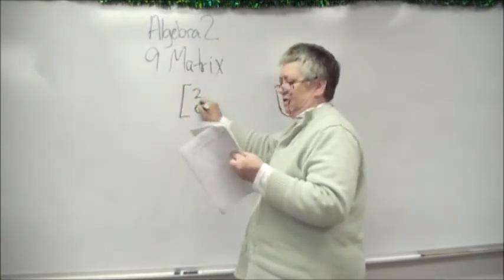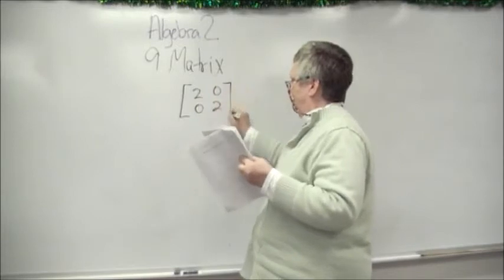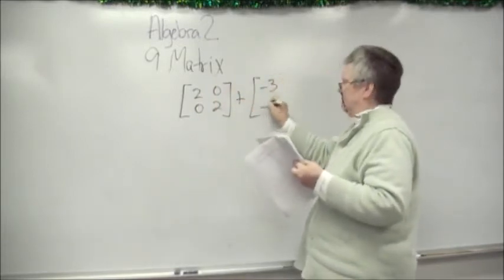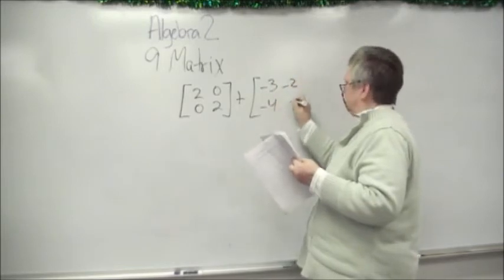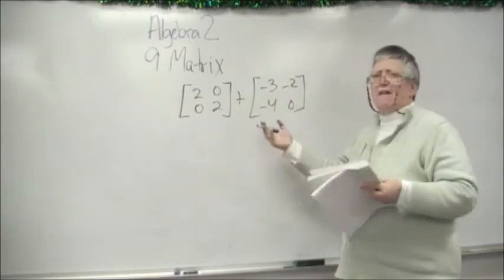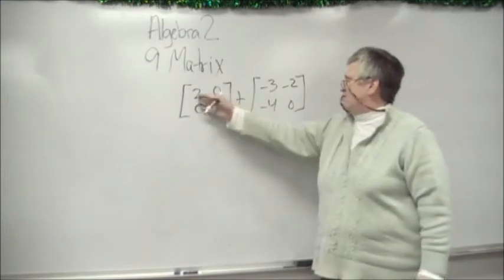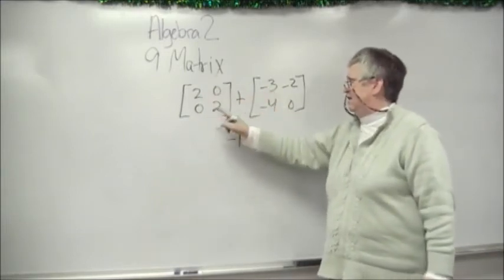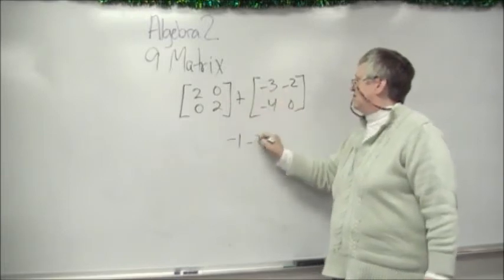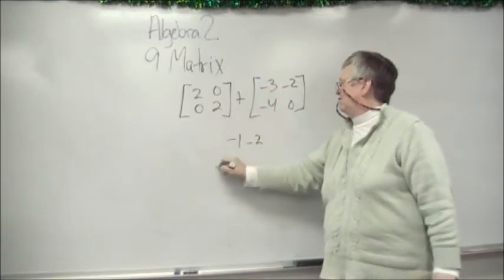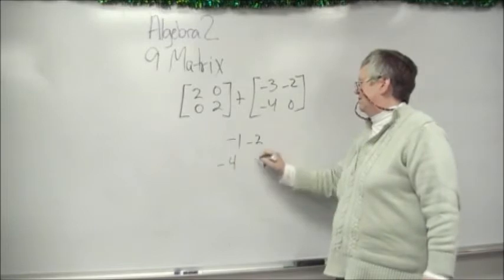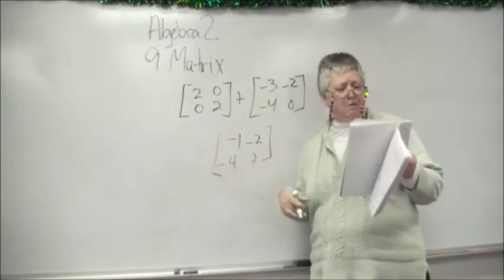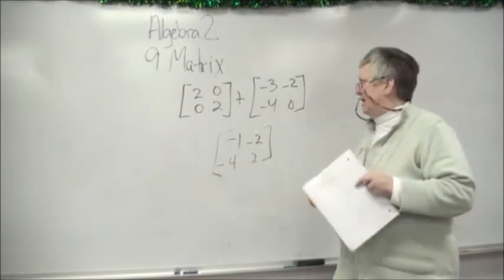Remember when you had 2 and 0, 0 and 2, and you're adding it to -3, -4, -2, and 0. On that one, you're just adding your integers. So 2 plus -3 is -1. 0 plus -2 is -2. 0 plus -4 is -4. 2 plus 0 is 2. So that was just adding them.